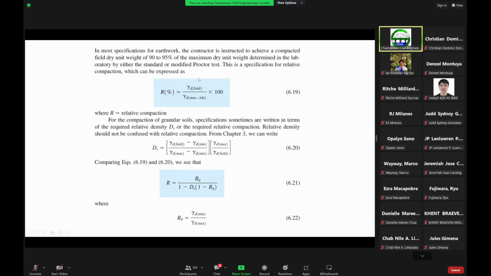So if we combine these two equations, 6.19 and 6.20 in your book, then with some algebraic manipulations, we can see that the relative compaction can be related to the relative density using this formula here, where R sub 0 is defined as the ratio of the minimum dry unit weight over the maximum dry unit weight. That's R sub 0.